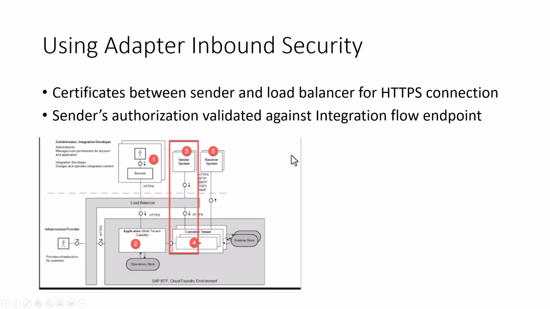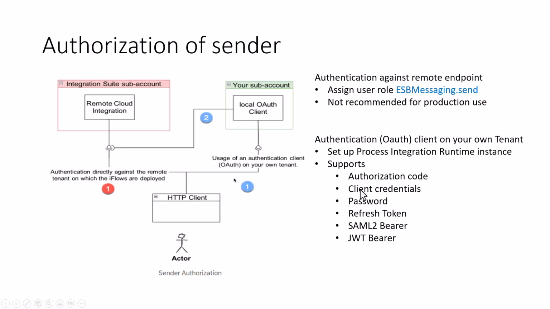Now, as far as inbound adapter security is concerned, the inbound request comes through the load balancer automatically. For authentication, you can have this role collection. This is the role. You can assign this role to any role collection and then assign it to your user. This is one way of doing it. In this method, you're authenticating against the remote endpoint. While this is definitely possible for development purposes, it is not recommended for production use.